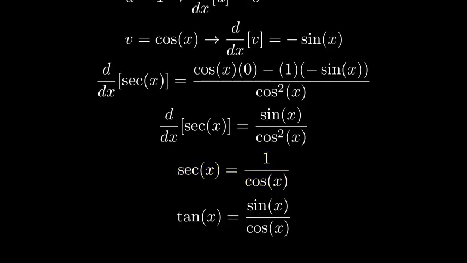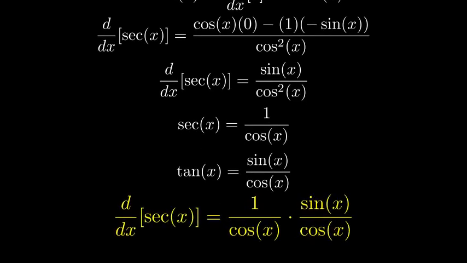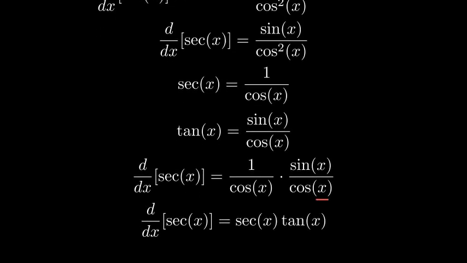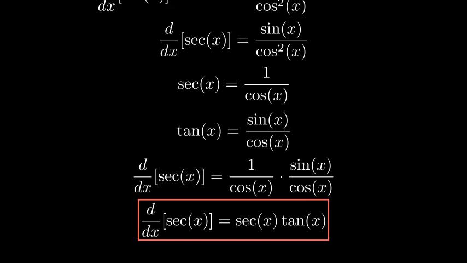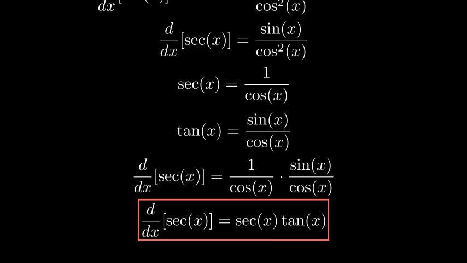Remember that secant of x equals 1 over cosine of x, and tangent of x equals sine of x over cosine of x. Looking at our current expression, we can rewrite it as secant of x times sine of x over cosine of x. And since sine over cosine is tangent, we get secant of x times tangent of x. And there we have it. We've proven that the derivative of secant of x equals secant of x times tangent of x.